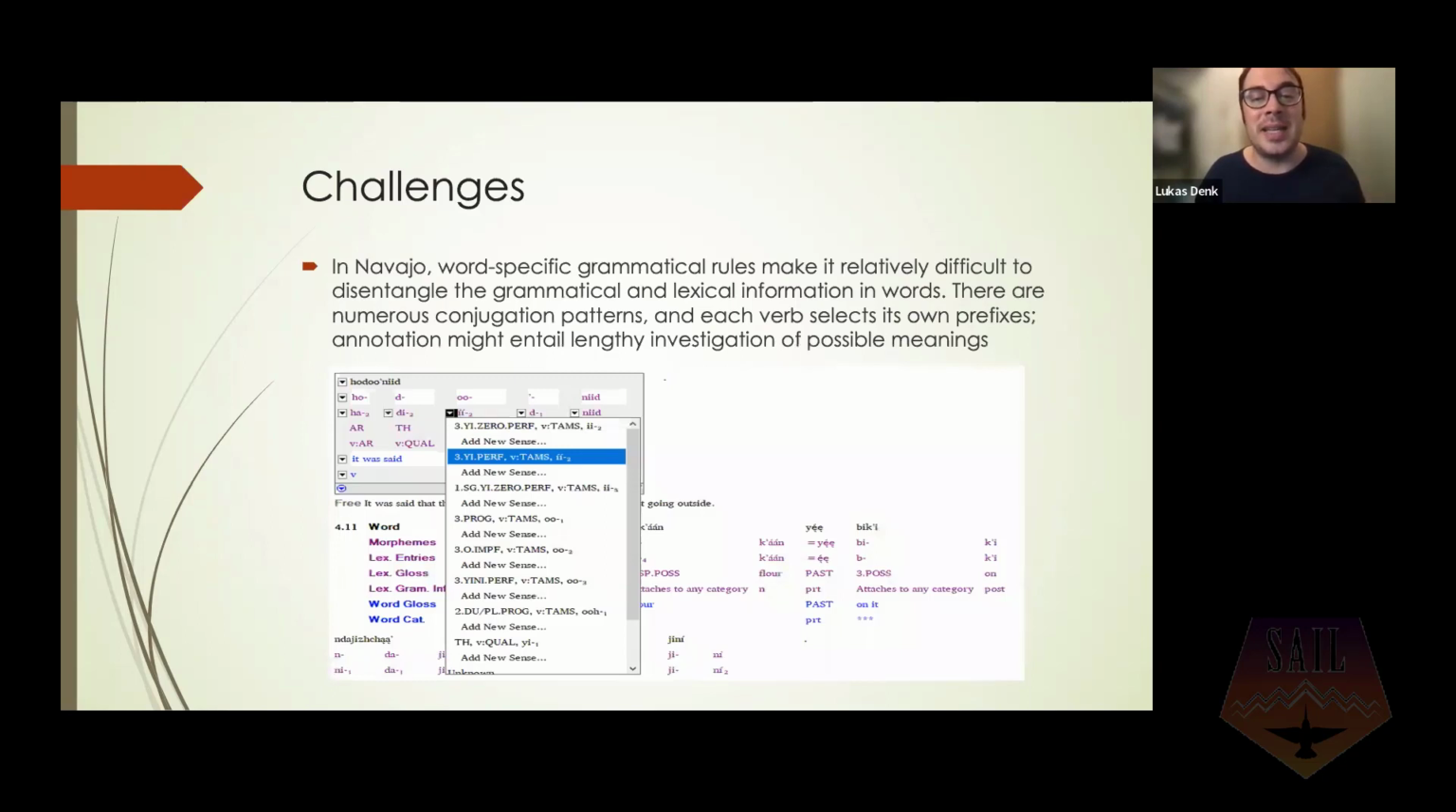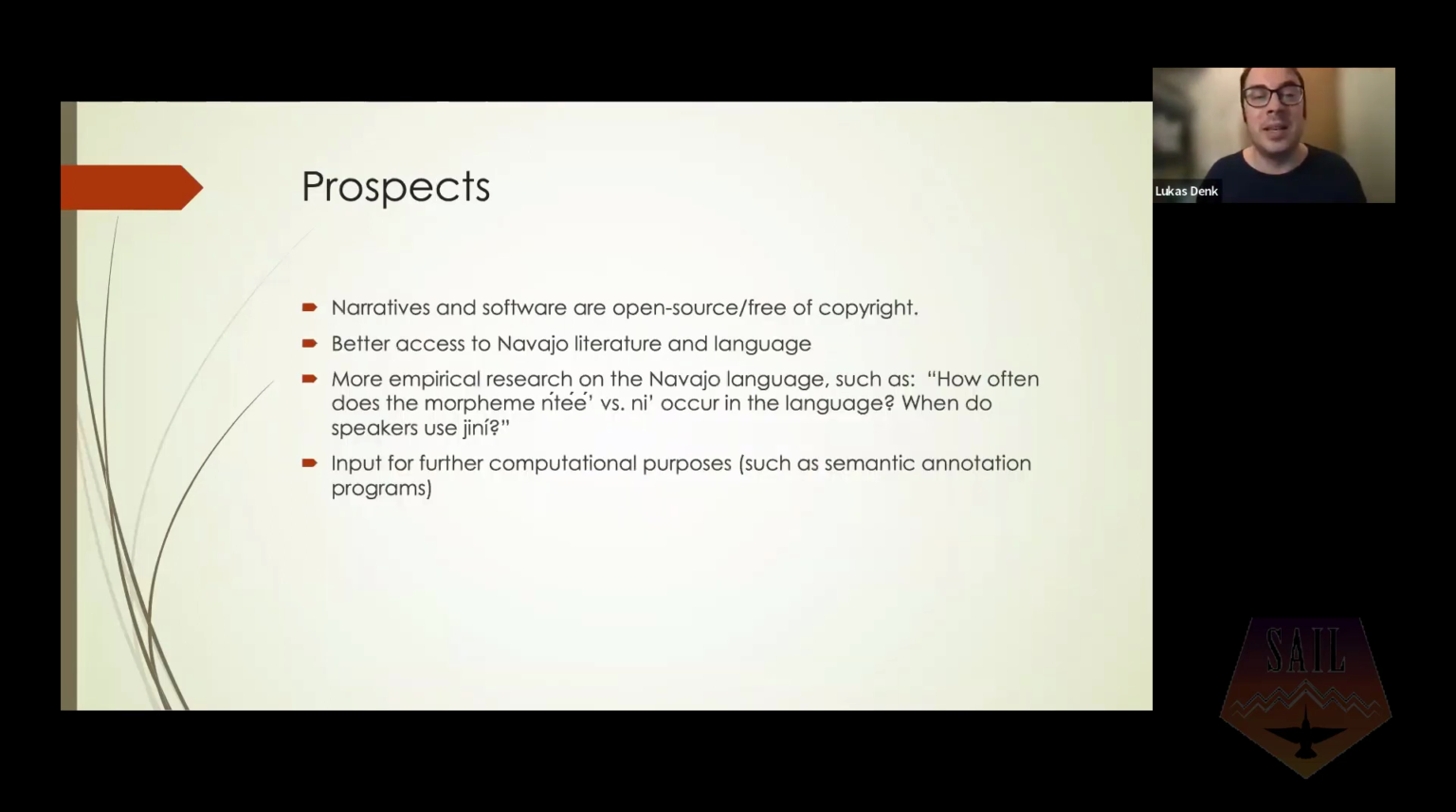And what I said, a very Navajo-specific challenge is that every verb has its own conjugation, and sometimes one does not really know which morpheme belongs to which verb. So one has to always go back to the dictionary, and it's really time intensive because of the complexity that Navajo poses. And then we have prospects.